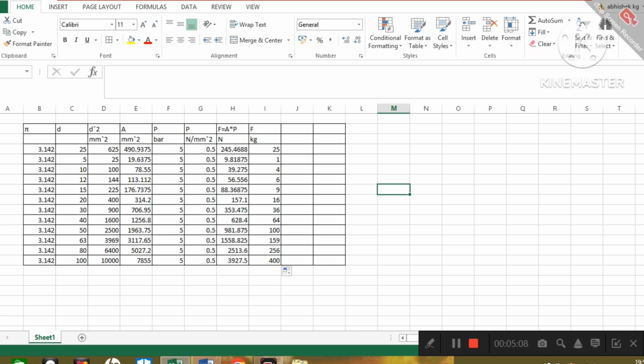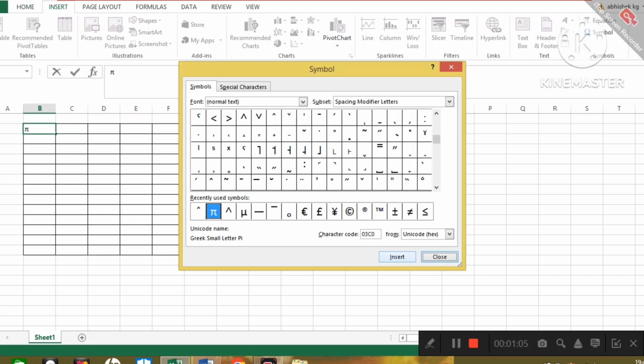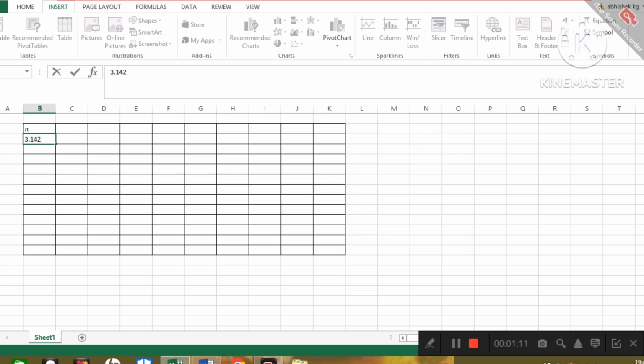How to calculate force generated by pneumatic cylinder through Excel. Add all borders. Insert symbol pi and the value is 3.142. Then add D and D square. I'm calculating with the 25 mm.